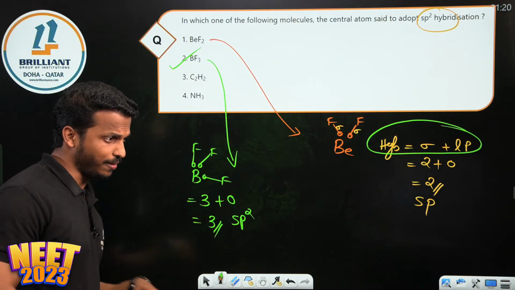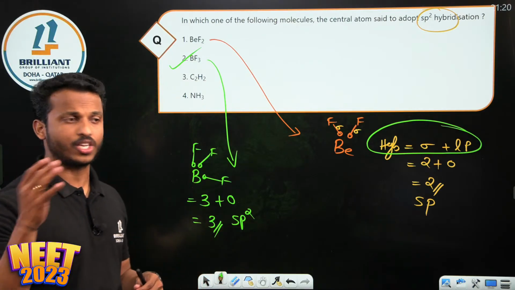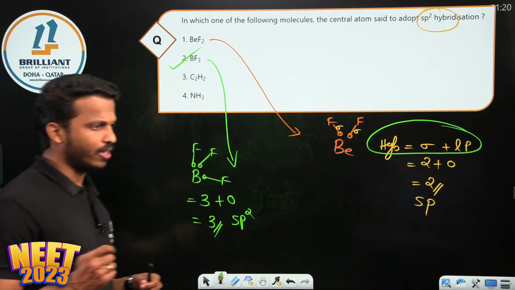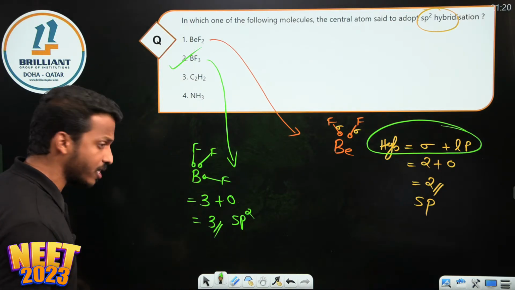Dear all, are you clear? Are these points clear? How to calculate the hybridization and all? Hafiz, Sabin and all, the way of answering hybridization, is that part clear?